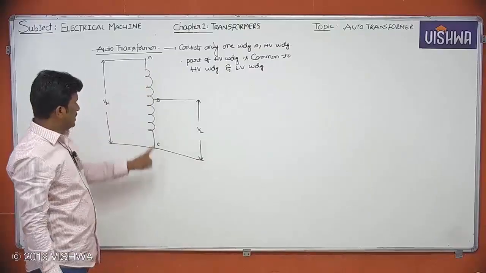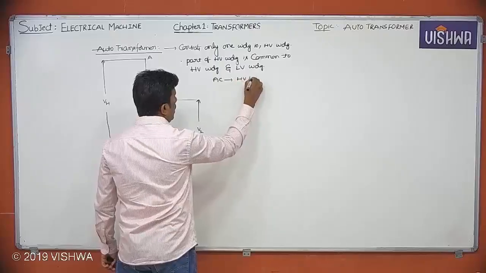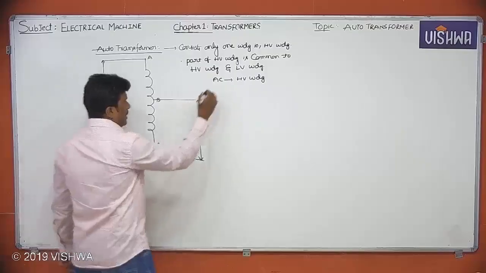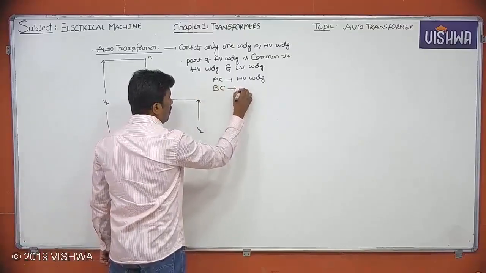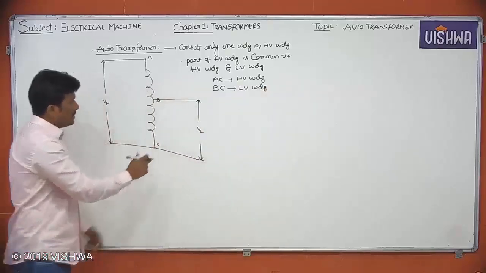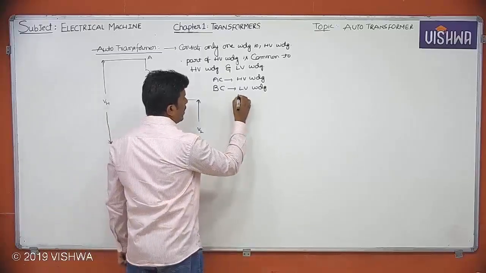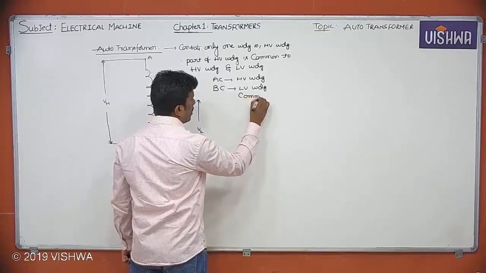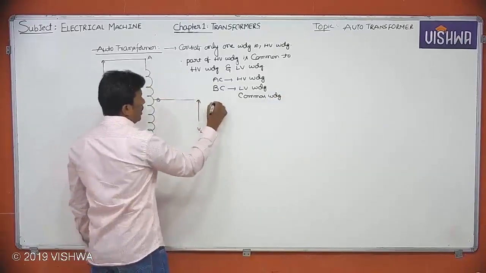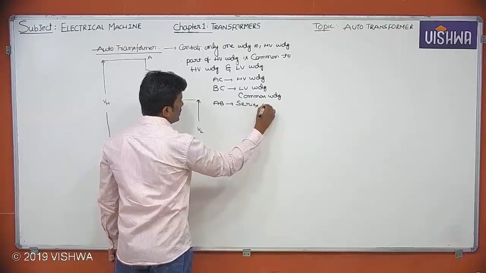I can take AC as the high voltage winding. BC can be taken as the low voltage winding. What is the other name for this BC? I can say BC is common to both LV and HV. So I can take BC as the low voltage winding, or I can say common winding. And what about AB? It can be called the series winding.